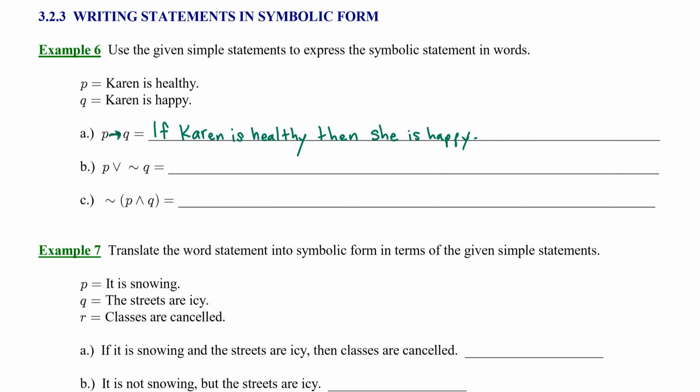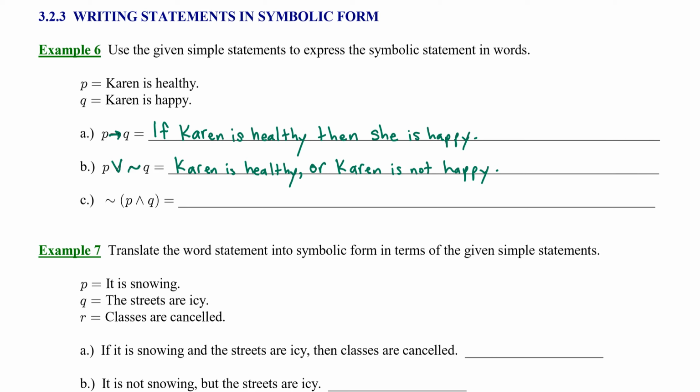The next example, we have statement P or not Q. So I'm going to begin with the statement P. Karen is healthy, followed by the word or, and then we need to form the negation of Q. The negation of Q is simply Karen is not happy. Karen is healthy or Karen is not happy.